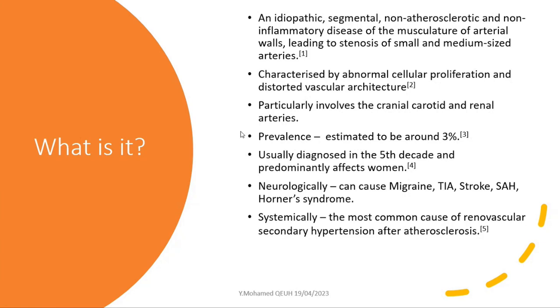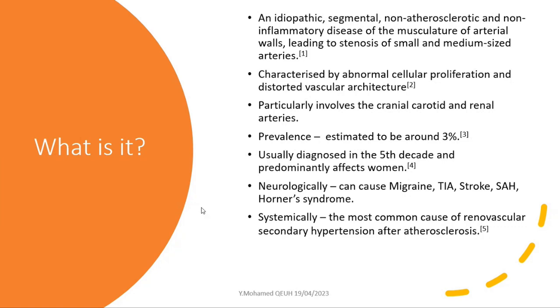In about 3/4 of patients with FMD, they have involvement of their carotid and renal arteries. It was previously thought to be quite a rare condition, but some more recent studies estimate that it could affect about 3% of the population. It is usually diagnosed in middle age and predominantly affects women. They make up about 80% of those affected.